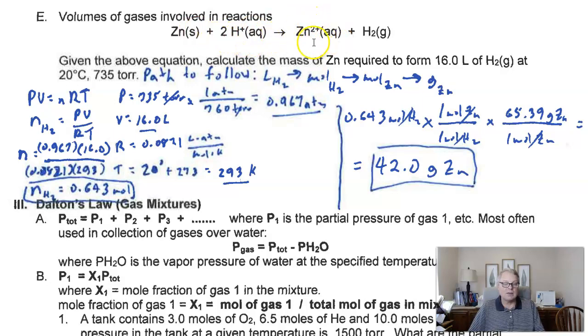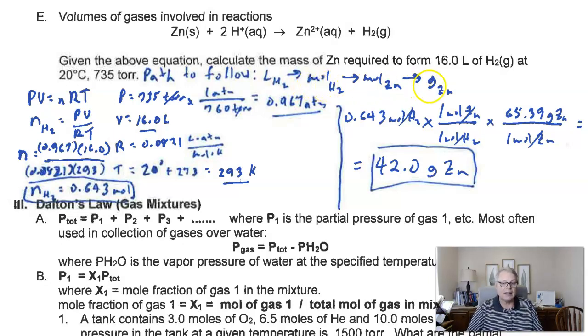Okay? So, given this equation, I went ahead and balanced it for you because I'm such a nice teacher. You could have done it anyway. Given the above equation, calculate the mass of zinc required to form 16 liters of hydrogen gas at 20 degrees Celsius, 735 torr. Well, you'll remember we gave you a little path to follow on your stoichiometry: grams of A to moles of A to moles of B to grams of B. Remember our little roadmap?